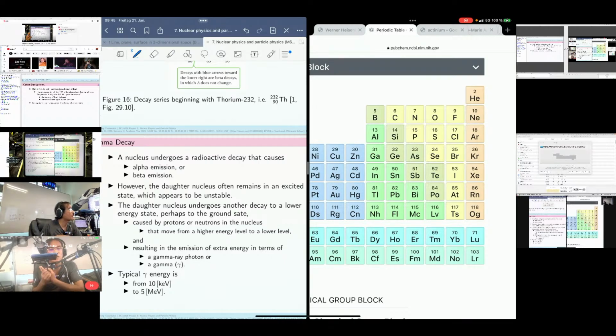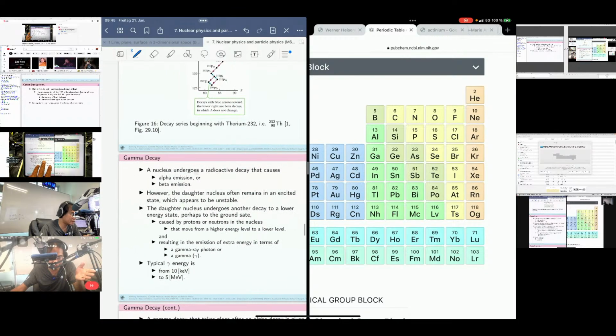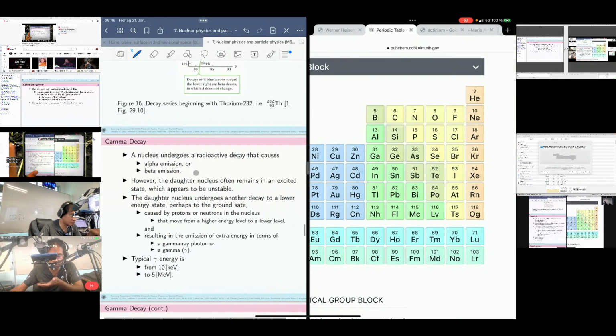The gamma decay is different from alpha and beta decay. Alpha decay is the big process that throws away a helium nucleus. Beta decay is a process that is a little bit more complicated. It's tiny. It emits a small particle. But gamma decay doesn't release any particle at all. It's only a high energy photon.